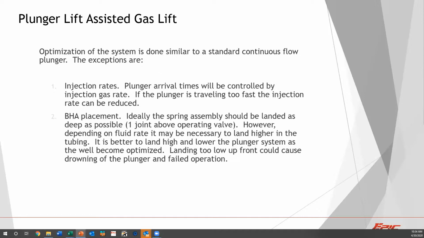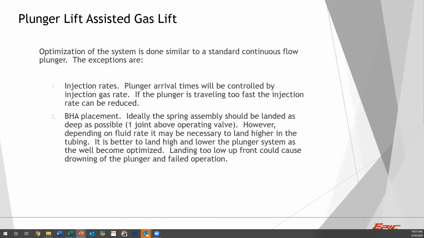And again, with our bottom hole spring assembly, we're going to set it as deep as we possibly can, ideally one joint above our operating point. But we also have to keep in mind our fluid rates. If the well is still really close to the upper limits for that particular tubing size, we likely cannot run that plunger as deep as we'd like to, because if we put it in too much fluid, we can still drown it out just like a regular plunger system.